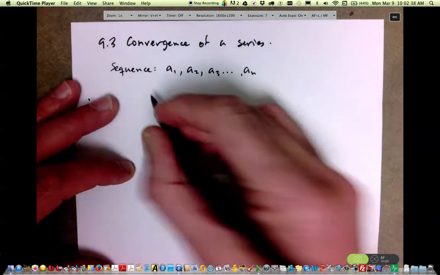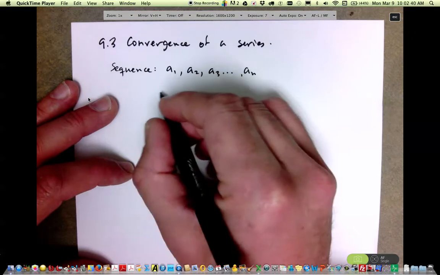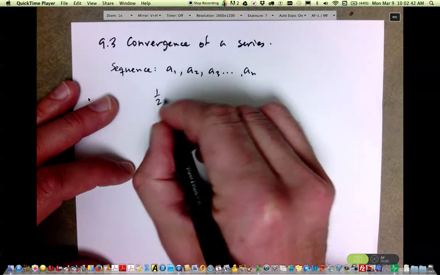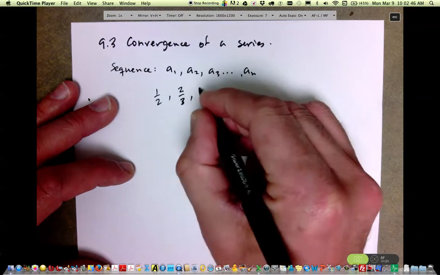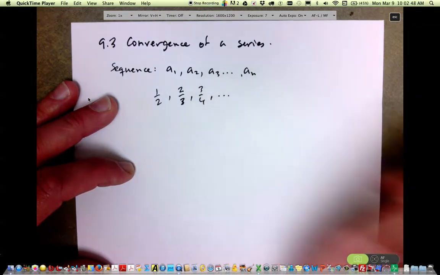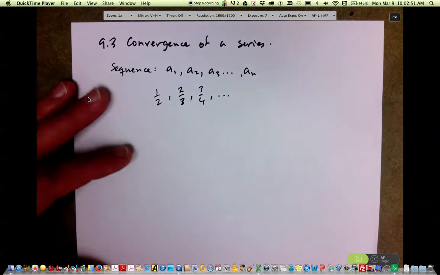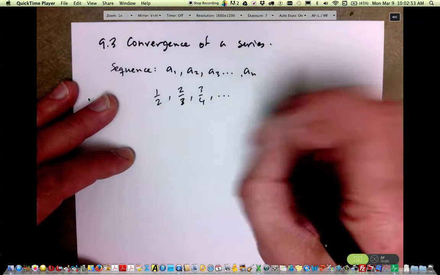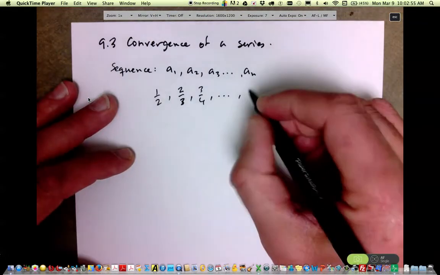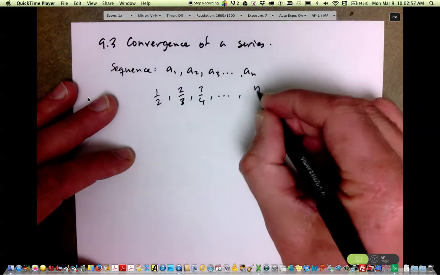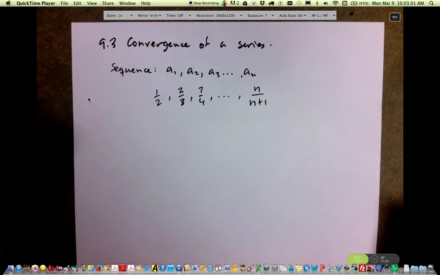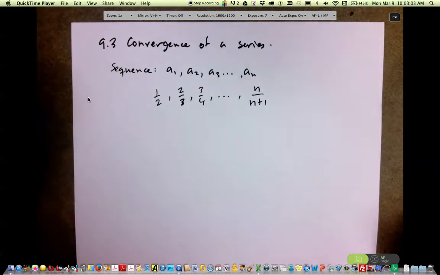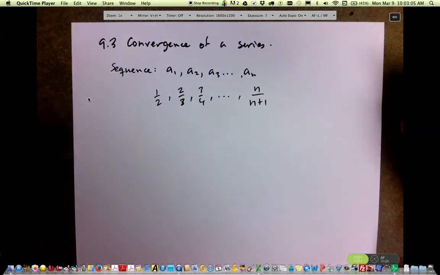For example, we might end up with a sequence that goes 1/2 and then 2/3 and 3/4 and so on. And we talked about how we could describe the nth term of this sequence. For this particular sequence, we could say that the nth term is just n divided by n plus 1. So if we wanted to know what's the 10th term in this sequence, we could just plug in 10 for n, and we'd have 10 over 11.